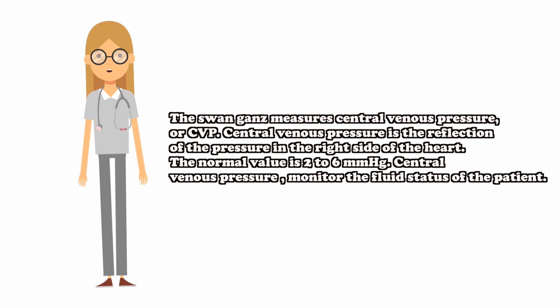The Swan Ganz measures central venous pressure, or CVP. Central venous pressure is the reflection of the pressure in the right side of the heart. The normal value is 2 to 6 mmHg. Central venous pressure monitors the fluid status of the patient.